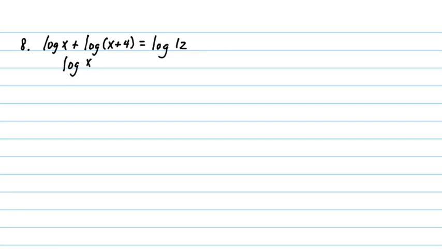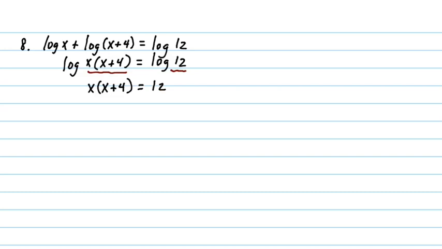Let's use the product rule and make the left side into one log. So again, the sum of the logs becomes the log of the product of x and x plus 4. On the other side, we still have log of 12. So these are both base 10 logs, or what we call common logs. So the insides must be equal, the inner parts. So x times x plus 4 has to equal 12.